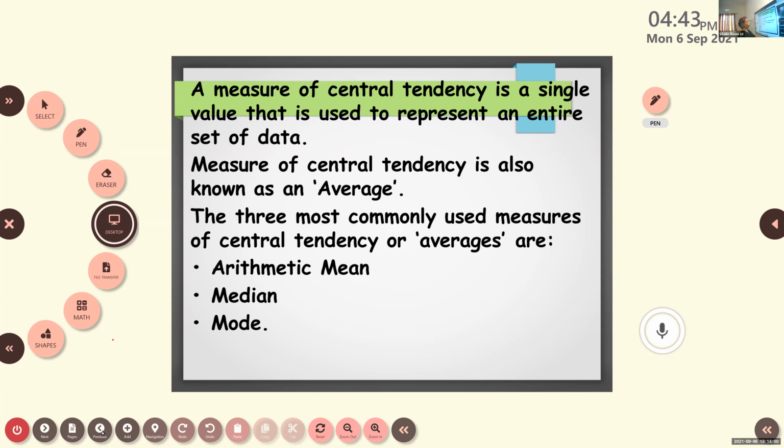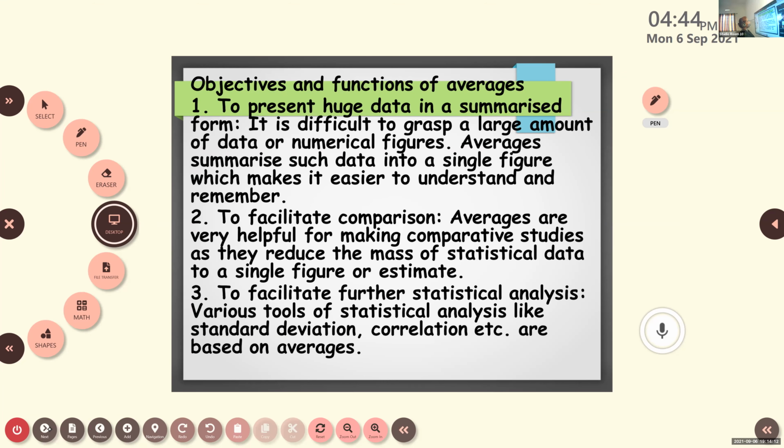There are three common measures we are using. What are they, Pranav? Mean, median, mode. Okay. Next, I told you some objectives or functions for the objectives. What are the functions or objectives, Abhilash? First one, to present huge data in summarized form. And then to facilitate comparison.